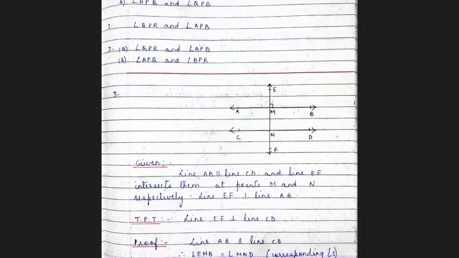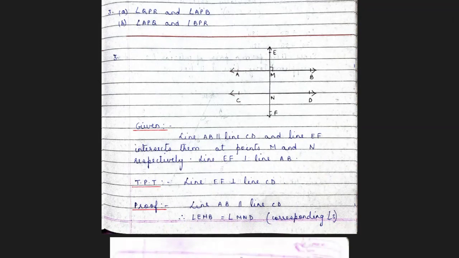Question number 3 is like this. You are given line AB parallel to line CD and line EF intersects them at points M and N respectively. Line EF is perpendicular to line AB. That means angle EMB is given to you as 90 degrees. What must we prove? Line EF is perpendicular to line CD. That means you have to prove angle MND is 90 degrees. This is what you have to prove.